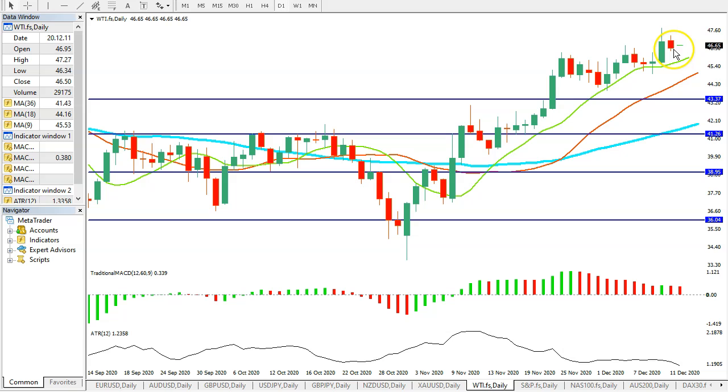On the crude oil, the upwards trend continues, so we'll be looking for long entries if the price retraces back to a previous support level around here, but this time we do not have any setup, so we'll be monitoring this market for potential long entries.